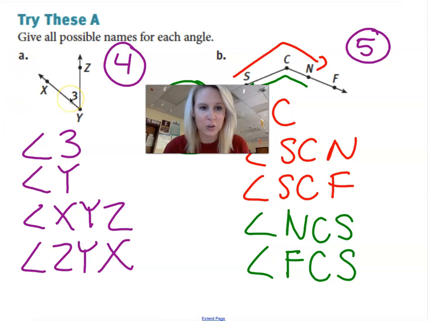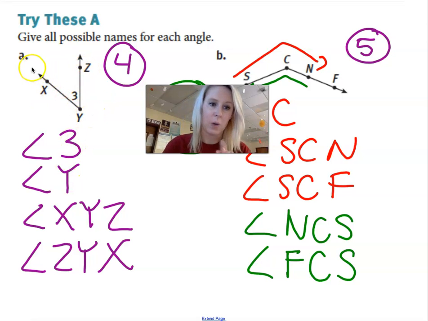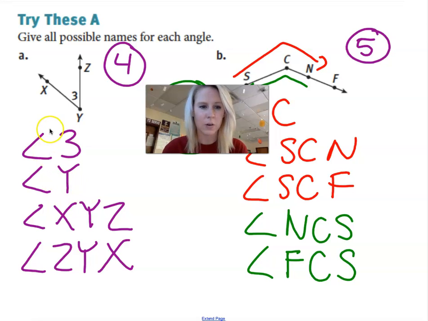Press pause. Take a look at these answers for part A. So I started off with the quickest, in my opinion, angle 3. Then I started off with the vertex, angle Y. And then I went ahead with naming with my 3 letters. You could have said X, Y, Z, and then flip it again for Z, Y, X. So that's a pretty straightforward angle. Those are the 4 ways to name it.